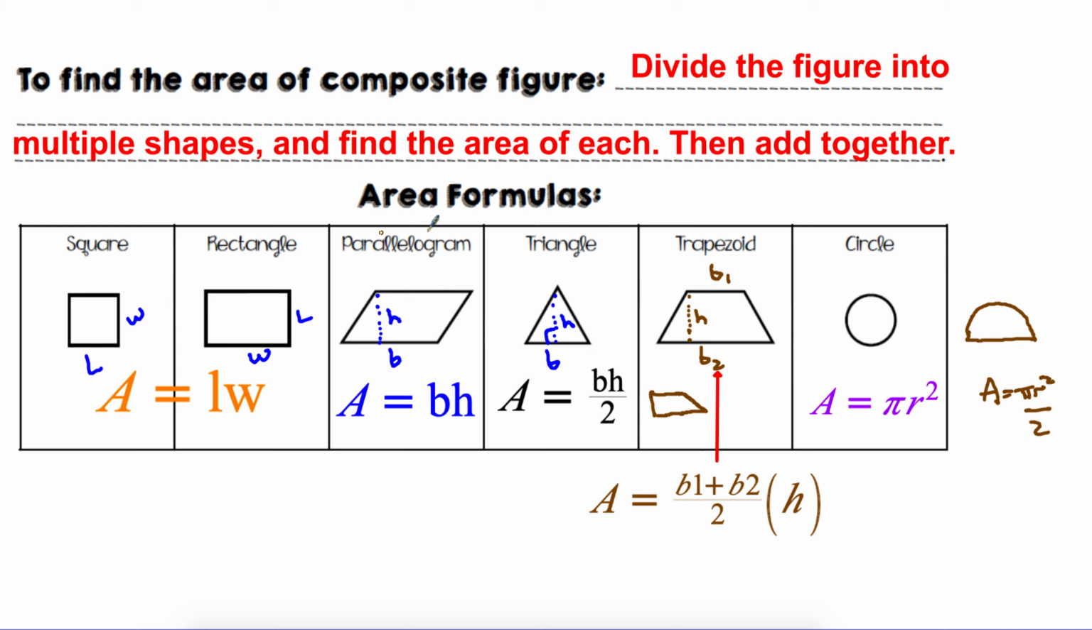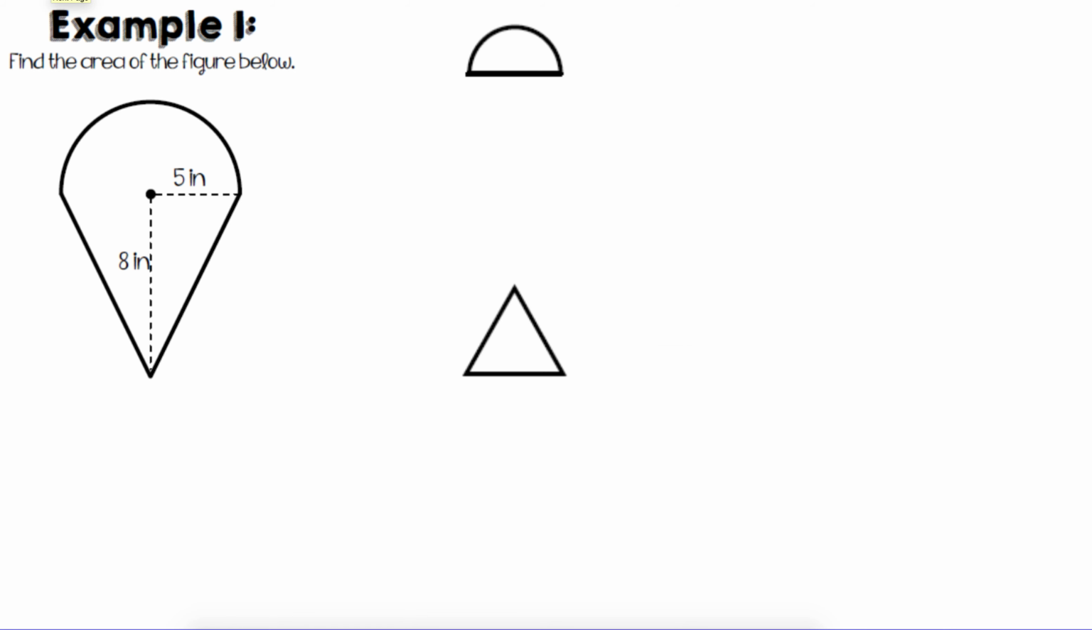All right. So again, guys, what we're going to do is find the area of composite figures by dividing the figure into multiple shapes, finding the area of each shape, and then adding them together. So we're going to look for parallelograms, rectangles, triangles, trapezoids, circles. If you have these formulas in front of you, all we're going to do is plug some stuff in, multiply, and call it there.